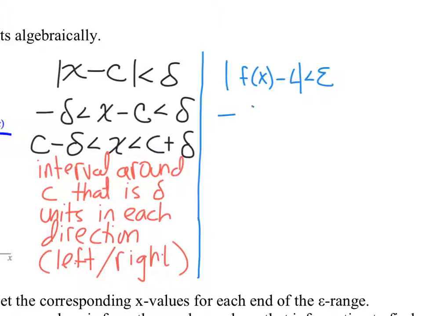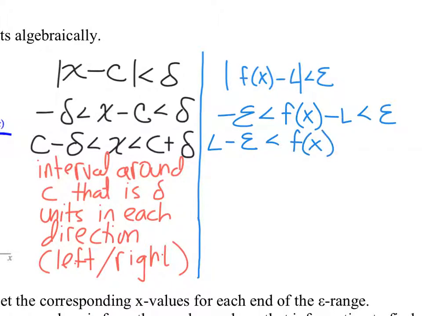So negative epsilon would be less than f of x minus L, which is less than epsilon. All right, in which case we would get L minus epsilon is less than f of x, which is less than L plus epsilon. So it's really the same explanation, except it's an interval around the L value instead of being around the C value.